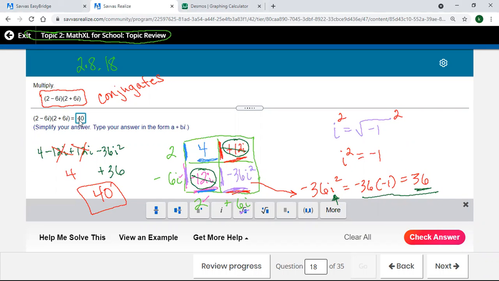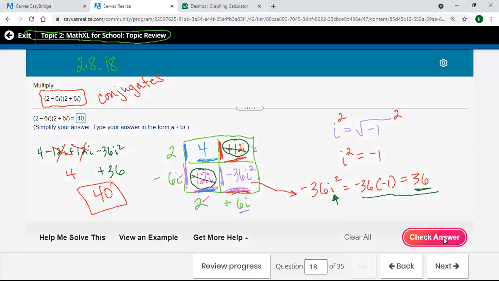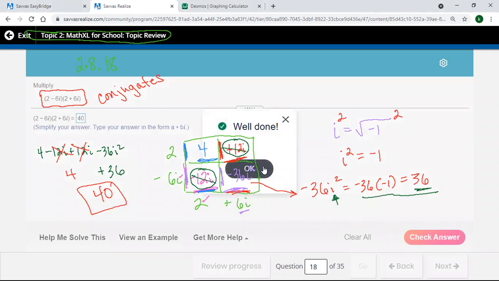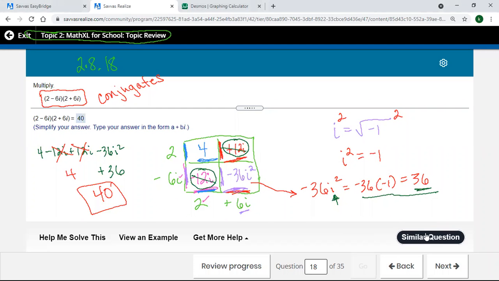If not, at the bottom, you've got get more help. You've got view an example. And if you're not sure if you're really understanding it, go practice it again with a similar question until you make sure you've really got it down.